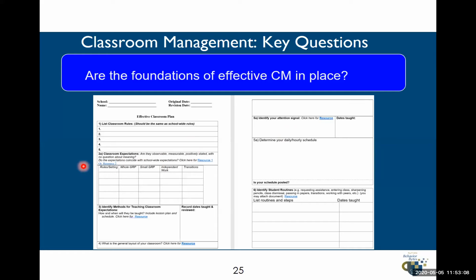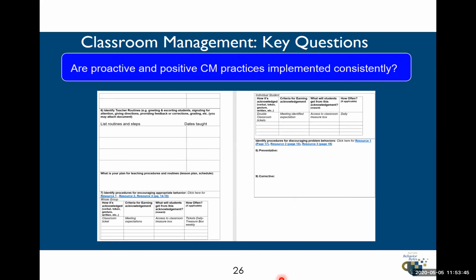One of the things I want you to note is wherever it says resource in blue, those are actual links. So this classroom management template has links embedded throughout it. So if you are thinking, how am I going to set up a classroom matrix? I really don't understand what that is. You can click on one of the resources and it'll take you to a document, or it'll take you to a short webinar that will give you more information about that specific section of the classroom management template. And those are embedded throughout the entire document.